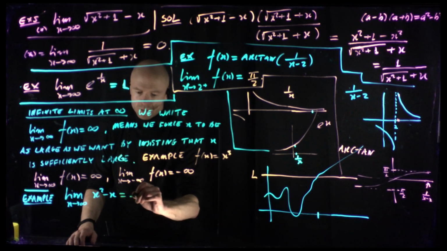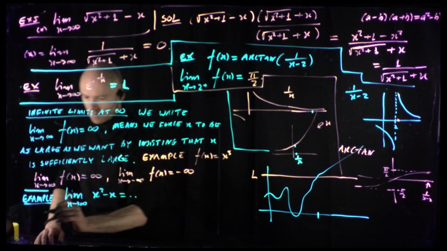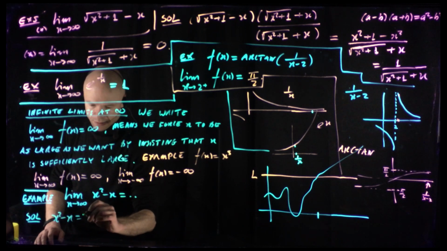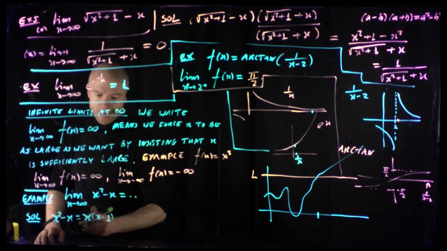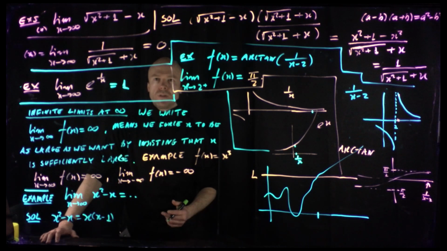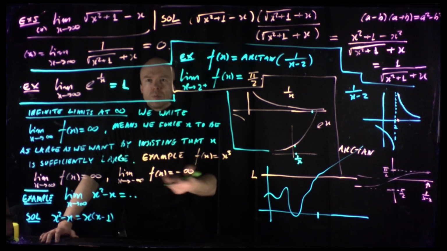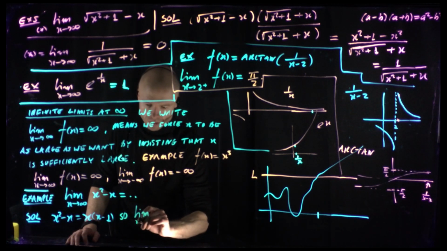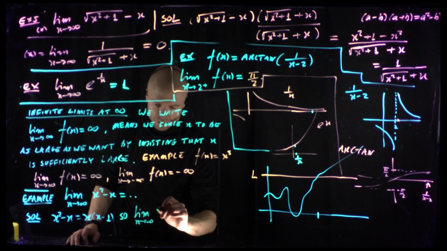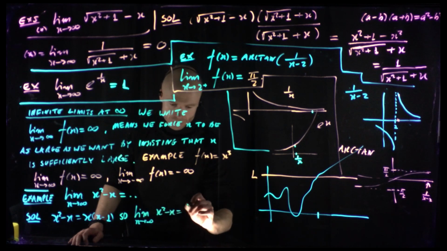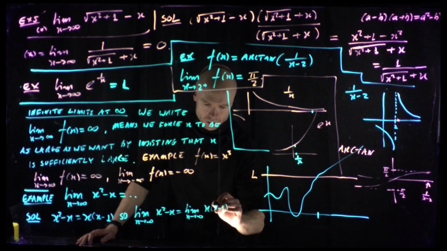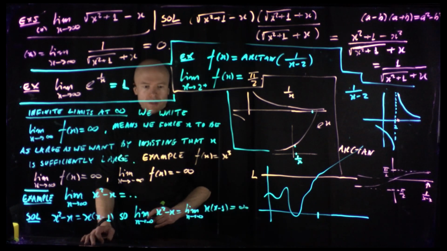And in fact, a bit of algebra clarifies this. x squared minus x is the same as x times x minus 1, and both of those are going towards infinity, and we're multiplying these two very big positive numbers, so it's getting even bigger. So for sure, this is going to infinity. So the limit as x goes to infinity of x squared minus x equals the limit as x goes to infinity of x times x minus 1, which is equal to infinity.